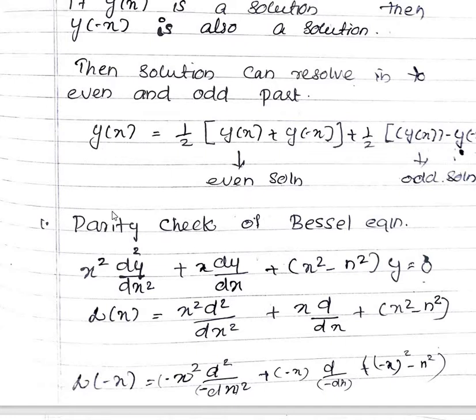So let us consider some examples. Parity check of the Bessel function. We know that the Bessel equation is x square d square y by dx square plus x dy by dx plus x square minus n square y is equal to 0. Here the operator L of x can be written in this form: L of x is equal to x square d square by dx square plus x d by dx plus x square minus n square.